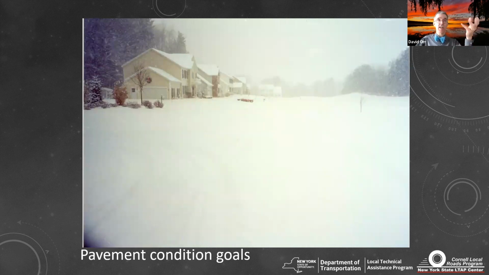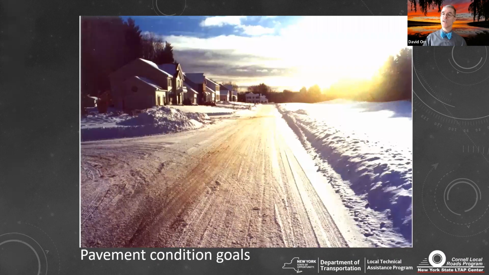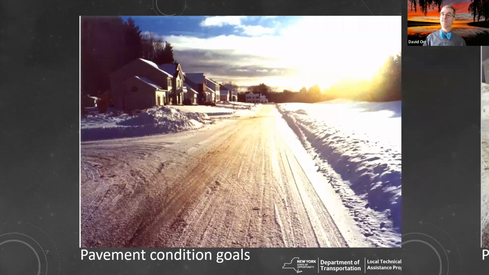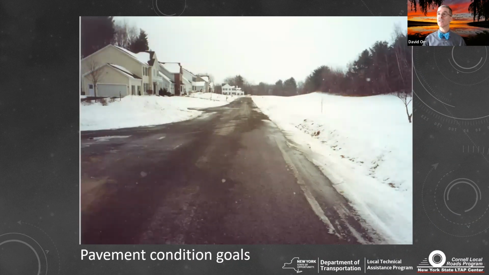If you're in Auburn, and I know Bill's on here today, and you're maintaining the state routes, the main roads through the city, what's your level of service before, during, and after the storm? How quickly do you want it to get to be bare road? So going backwards, when do you want the road to look like this? When do you want it to look like this? When do you want it to look like this? You need to set your own policy, and don't have the same policy for every single road in the community.